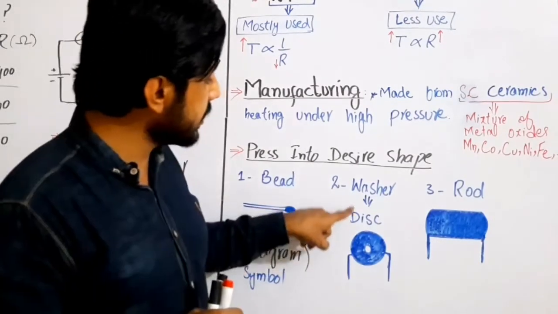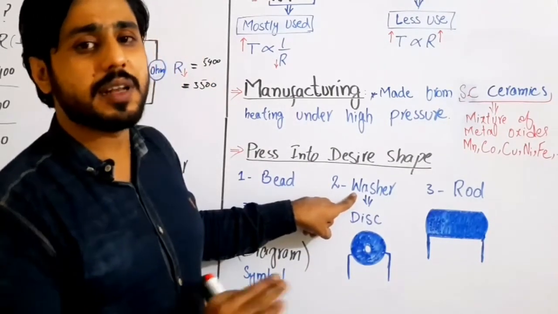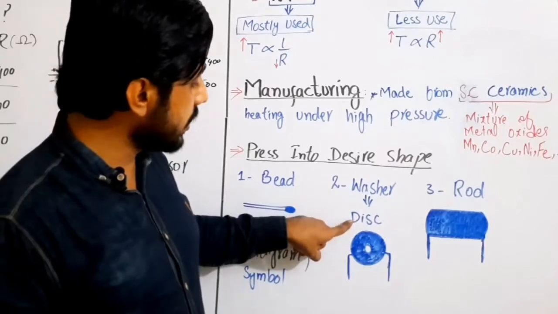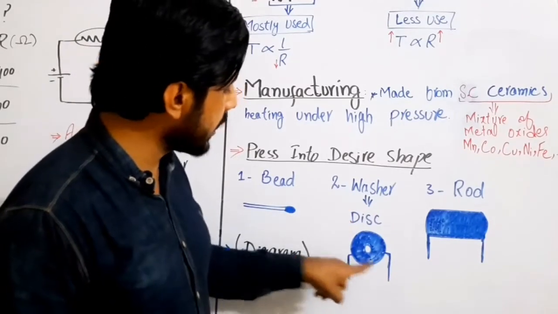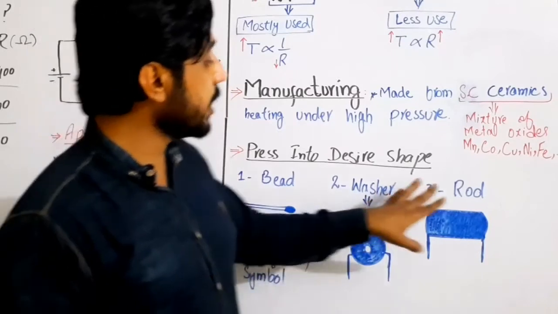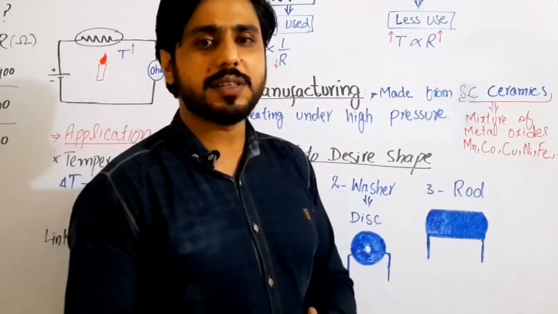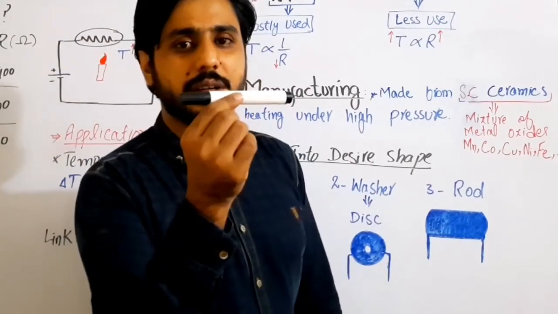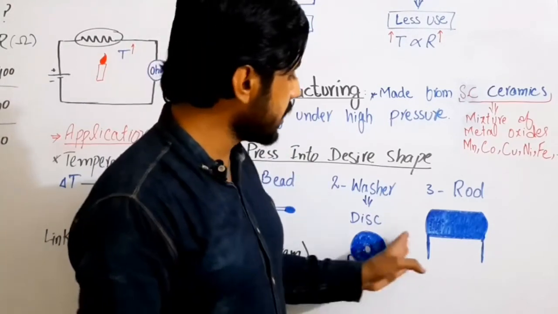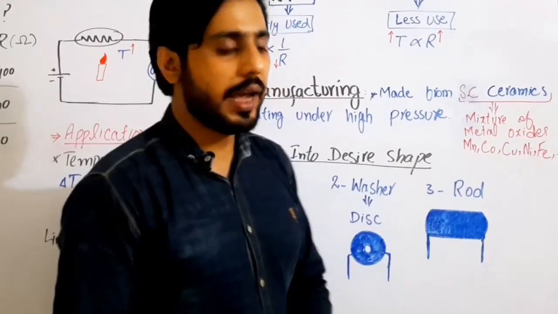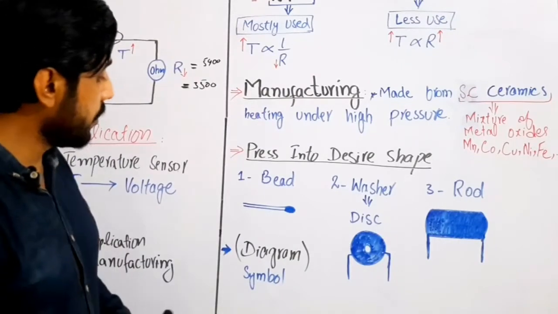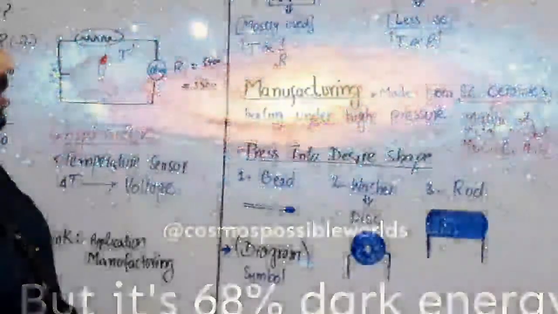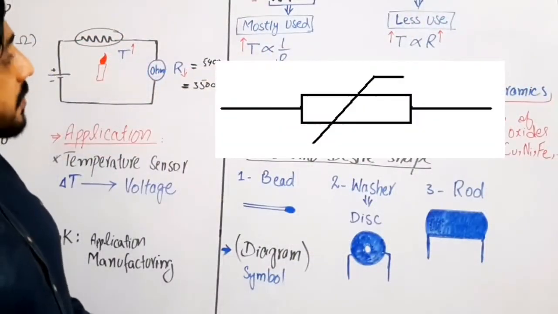And the second is washer. Washer means it is like a disc, and the disc has two terminals, like this I show here. And the third type is rod. Rod means it is like this marker, rod shape, and it has two terminals. And now we will see its symbol. Now you are watching the symbol of the thermistor.